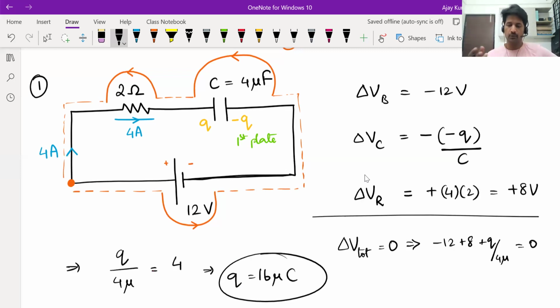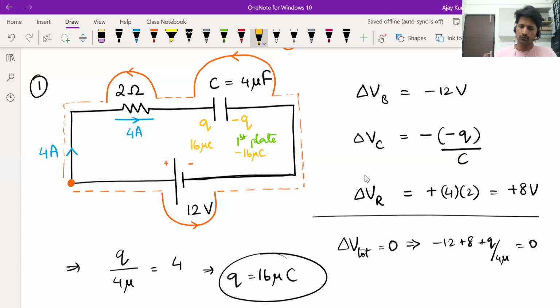I got the value of Q as 16 microcoulombs, means this plate has a charge of 16 microcoulomb, the other plate has a charge of minus 16 microcoulombs. That is the charge on the capacitor. Even if you choose to move clockwise, you will get the same answer. All the signs will get reversed.